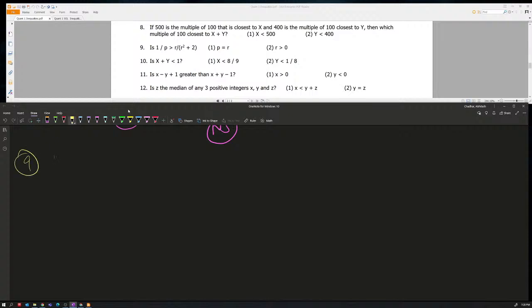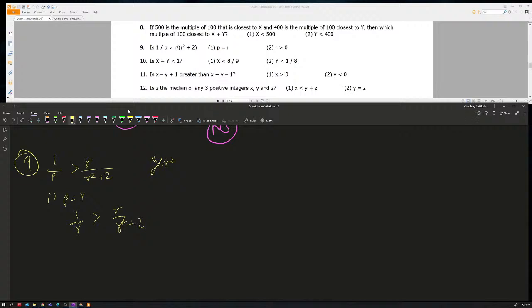Okay, 1 upon p is greater than r upon r squared plus 2. Basically a yes or no answer. Statement one: p is equal to r. If you put r here, this will become a quadratic equation, and we want to know whether this is true. So basically this will become 1 upon r is greater than r upon r squared plus 2. And can you solve this?